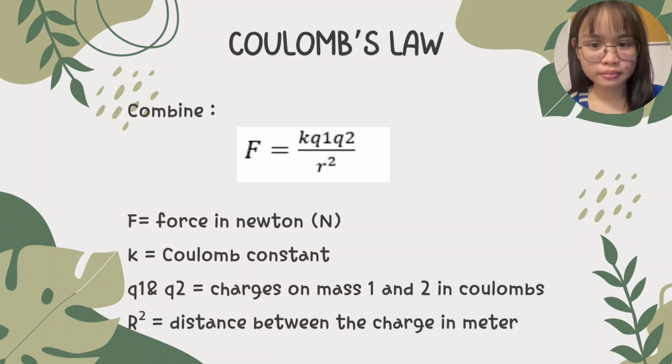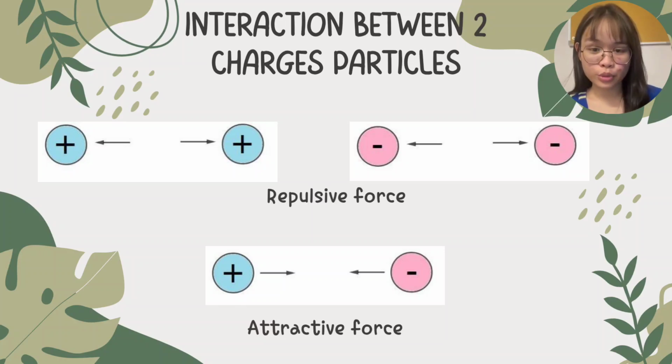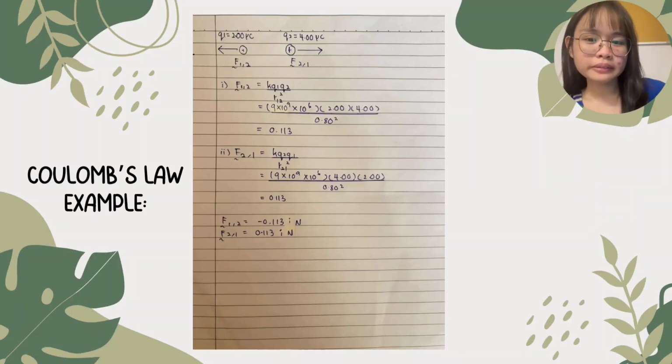So this is the interaction between two charged particles, where positive and positive or negative and negative repel each other. It will produce repulsive force. Meanwhile, where positive and negative charges attract each other, it will produce attractive force. And these are the Coulomb's law examples.